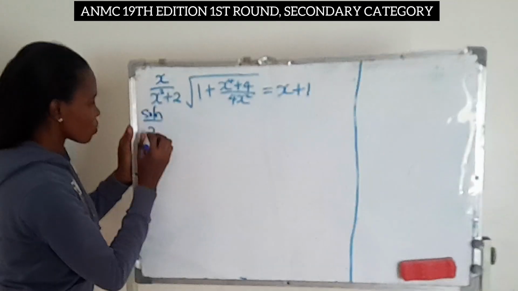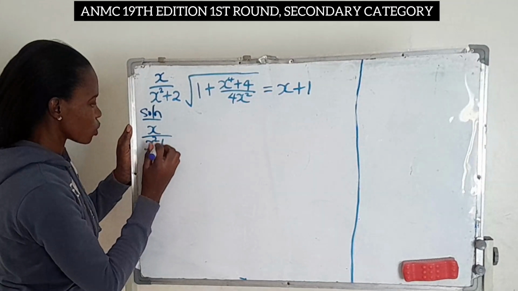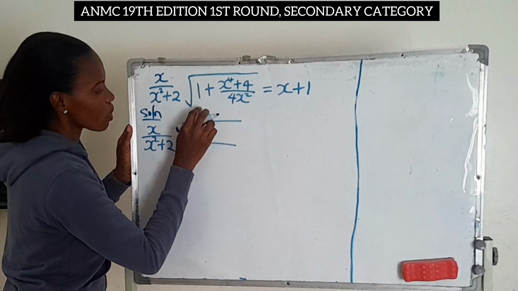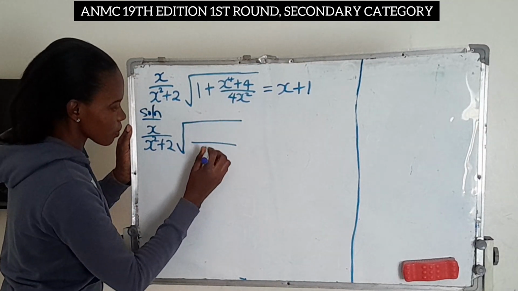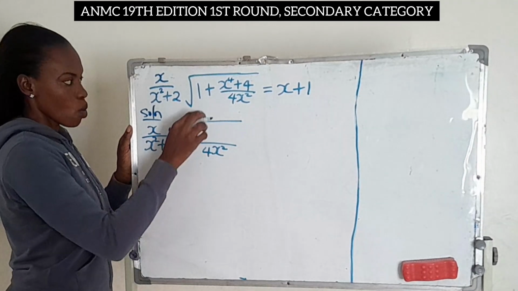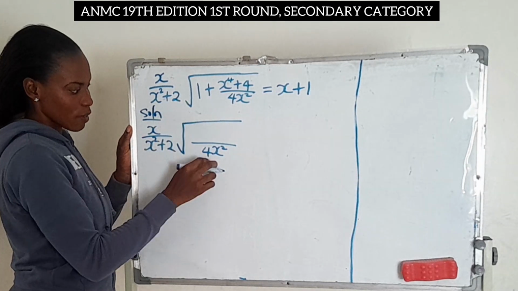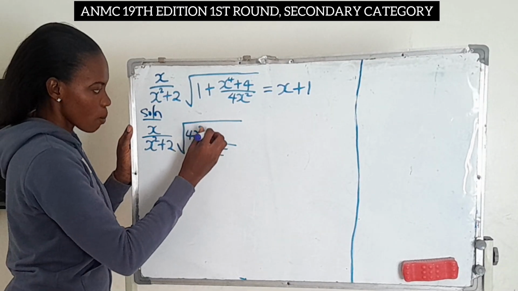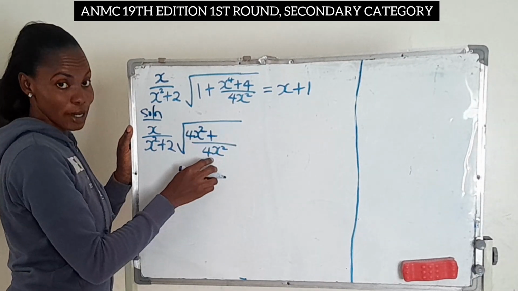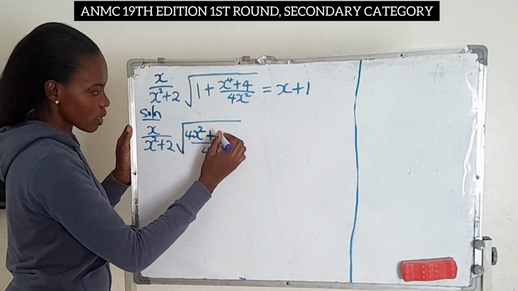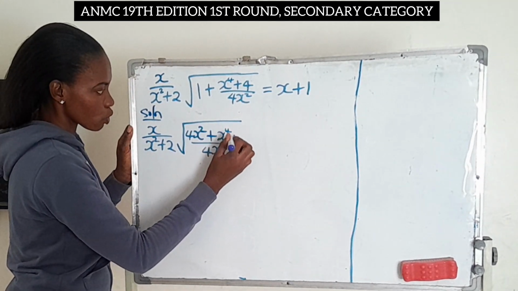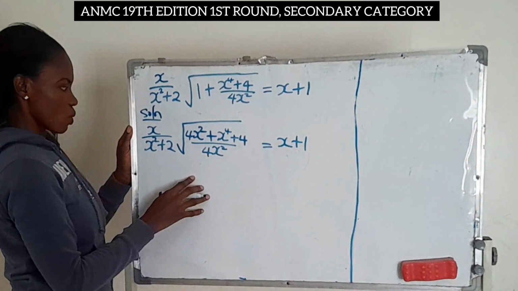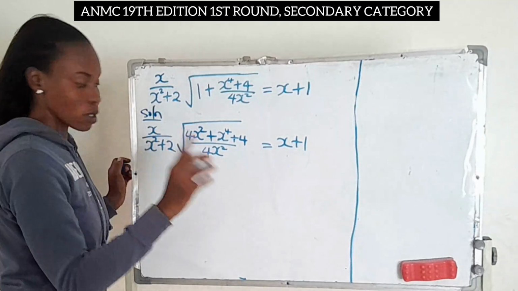I'll bring down this one the way it is, x over the square root of x squared plus 2, this is like over 1, the LCM of 1 and whatever is still the same, 4x squared. Because I can call this over 1, 1 divided by 4x squared times 1, I'll have 4x squared here plus 4x squared divided by 4x squared is 1, 1 times this will give me the whole of this thing as x to the 4 plus 4, then equal to this, x plus 1. Now I want us to note something.